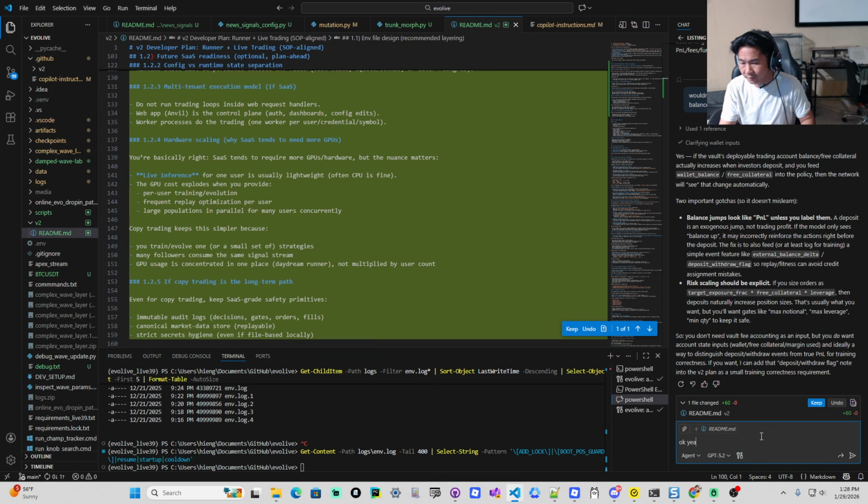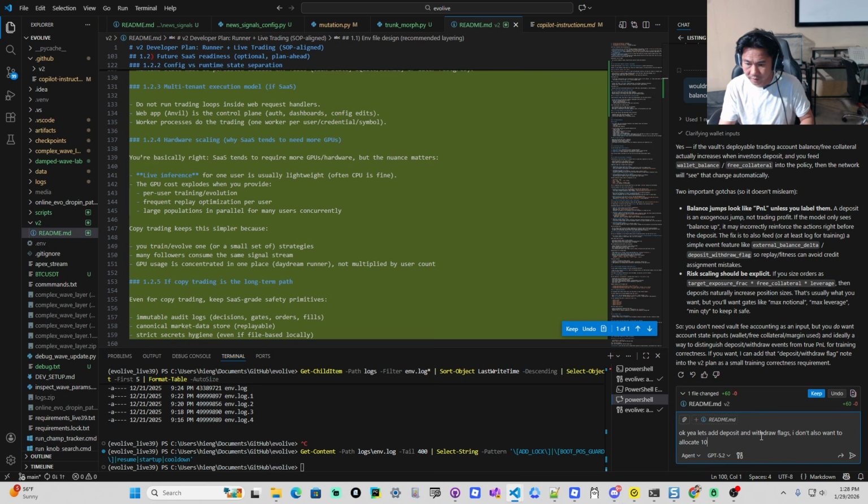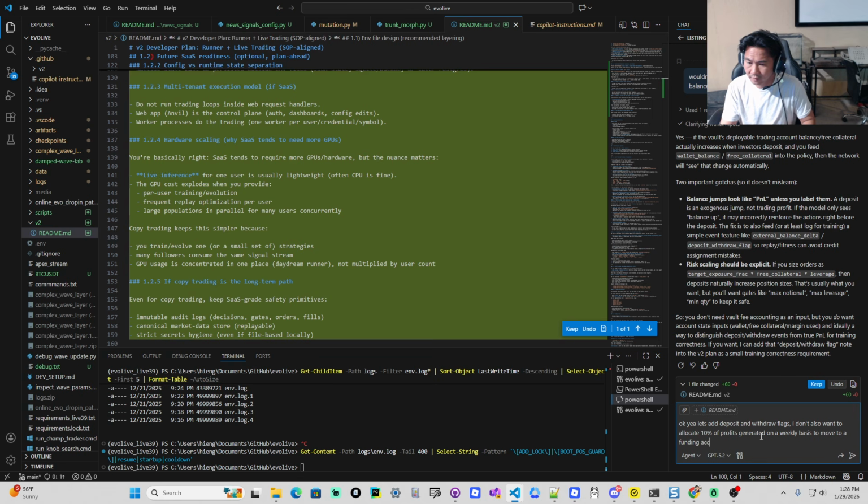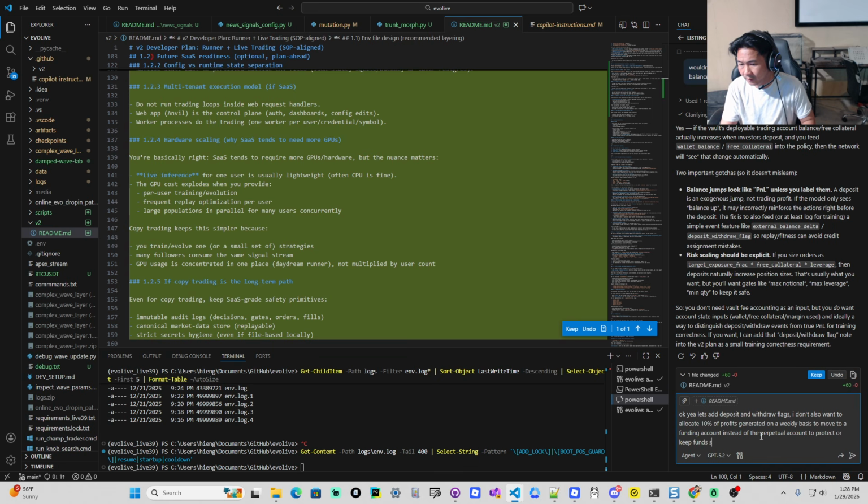Okay, yeah, let's add withdraw flags. I do also want to allocate 10% of profit generated on a weekly basis to move to a funding account instead of the perpetual account, to keep funds safe from, what was it called, cross margin that could clear the entire balance.